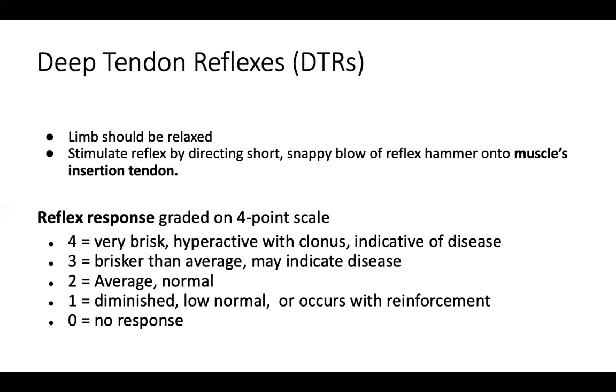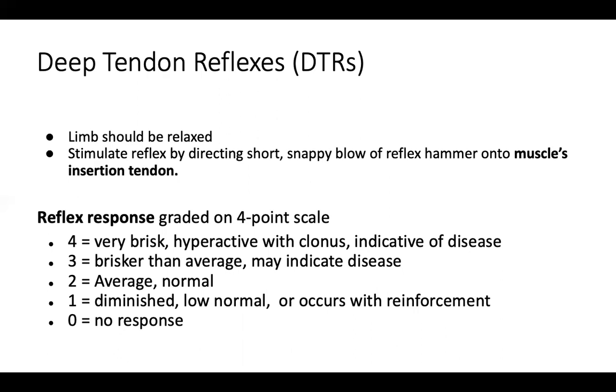This is how we rate the reflexes, a similar rating scale to pulses. 4+ would be hyperactive with clonus. Clonus just means that reflex just keeps occurring. 3+ is brisker than average, but may indicate disease, may not. 2+ is average. 1+ is diminished, occurs only with reinforcement, and 0 is no reflexes at all. This is a subjective scale, so you need to get used to it, like listening to vowel sounds. You start to know after you examine so many patients what normal is.